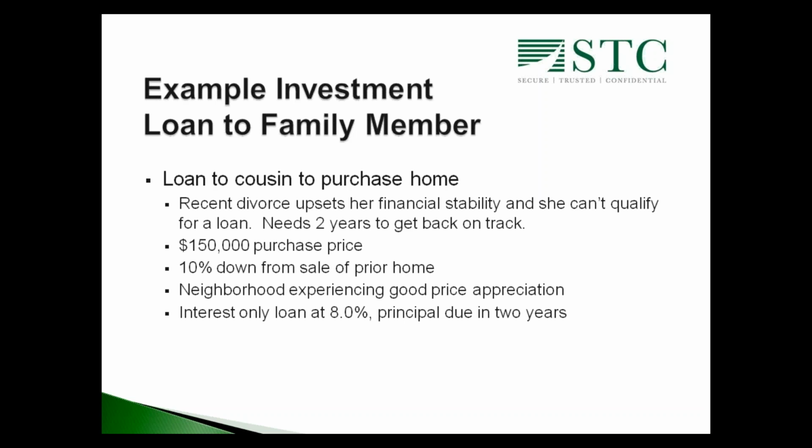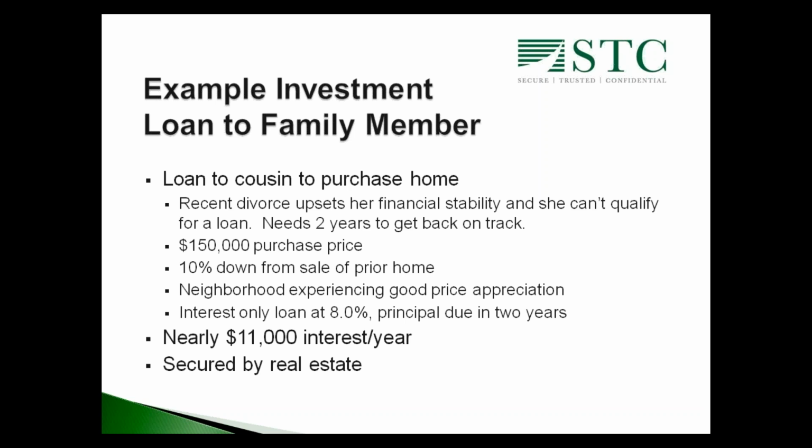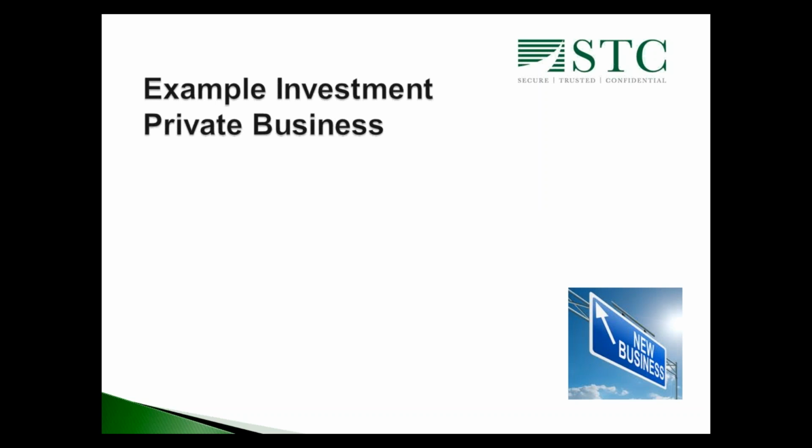So you are willing to lend her an interest-only loan, 8%, principal due in 2 years, secured by the real estate. That loan would give you $11,000 interest per year, and you'd still have the security of the real estate. So if she was unable to pay, you could foreclose, and then your retirement account would own that property. So it is possible to benefit your retirement account and to benefit a family member as well. You just need to make sure that it is an arm's length transaction and it does not involve a disqualified person.